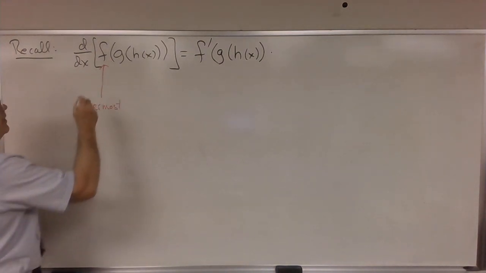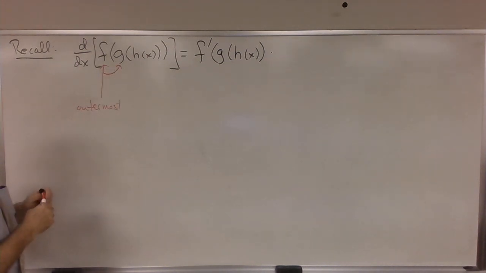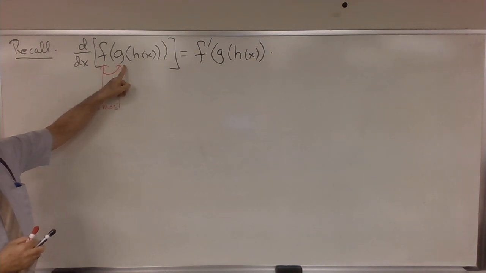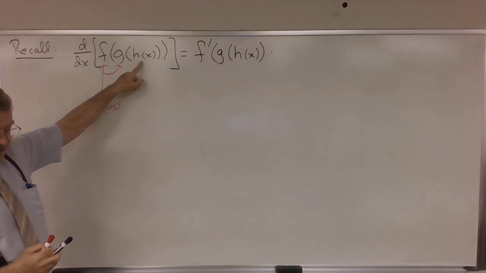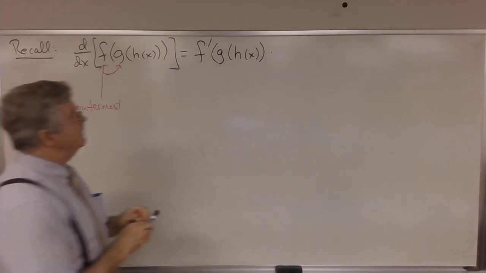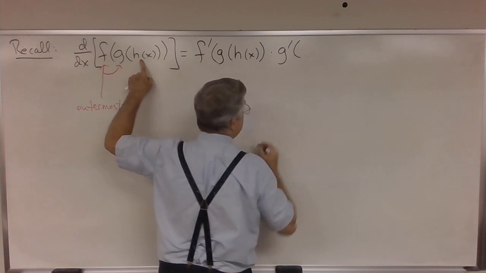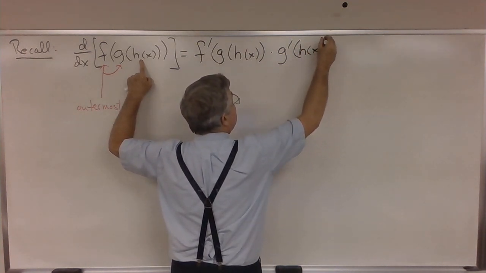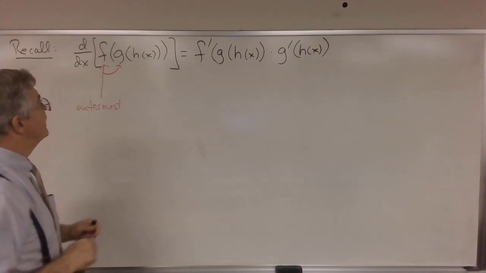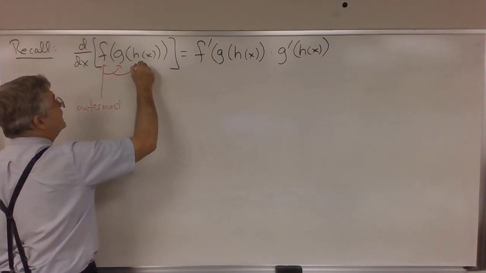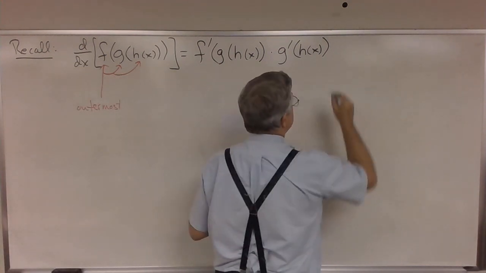Then we move in one layer to the next outermost function, which is g. And we compute the derivative of the next outermost function evaluated at everything inside of it. So the derivative of the next outermost function, g prime, evaluated at everything inside of it, h of x. Are we done? We keep on going till we get to the innermost function, and then we multiply by the derivative of the innermost function.